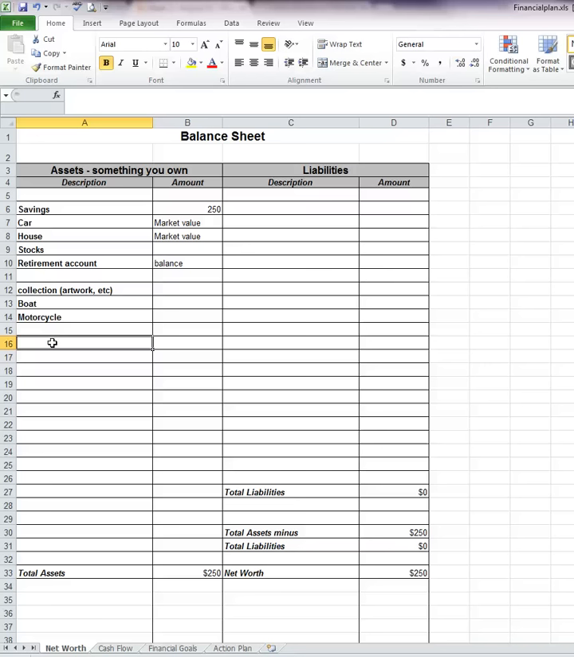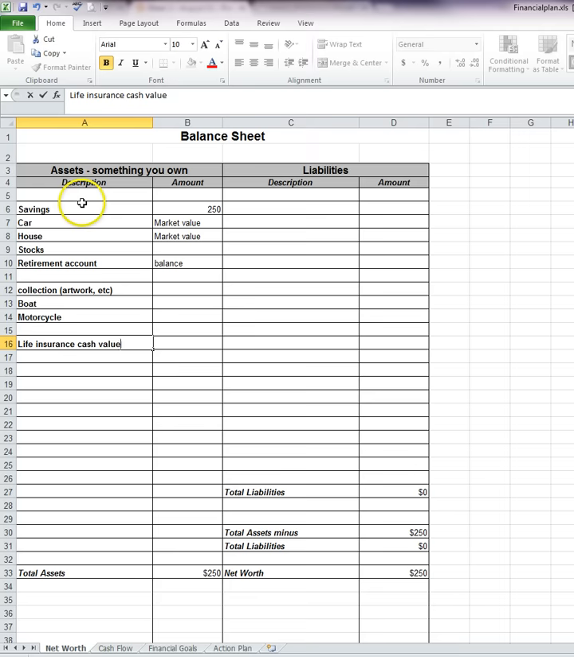However, if you do have a life insurance policy that has a cash value, that value you can include as an asset because it is money available to you if you decide to cancel your policy or potentially borrow against it. So we could have on here life insurance cash value.